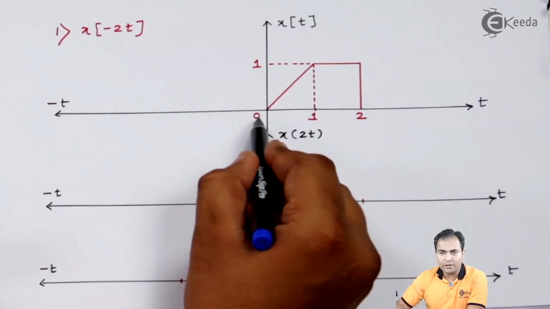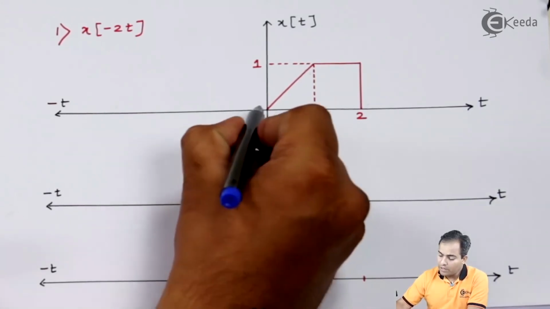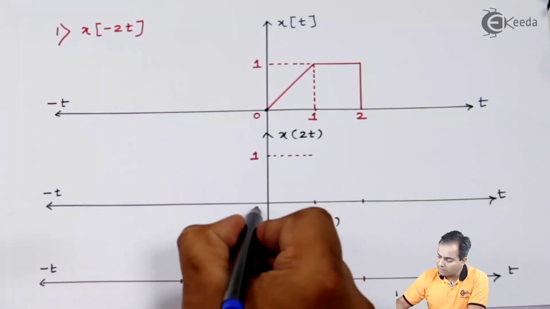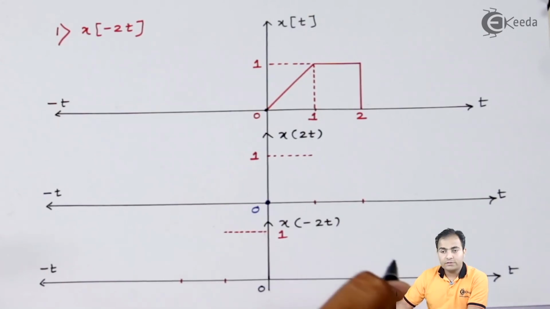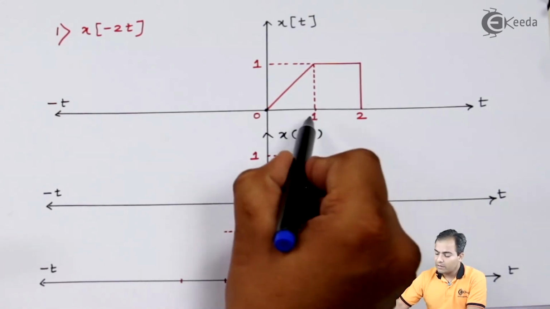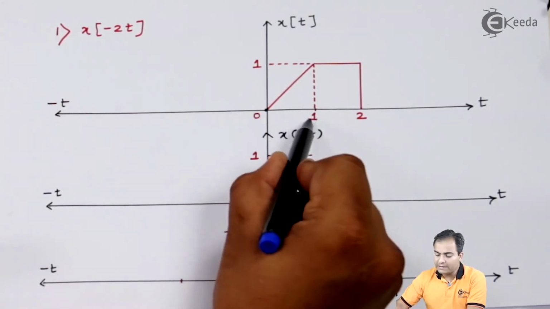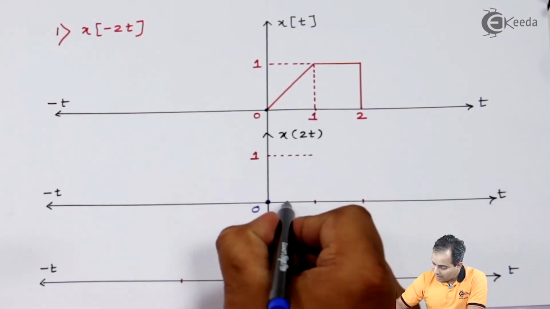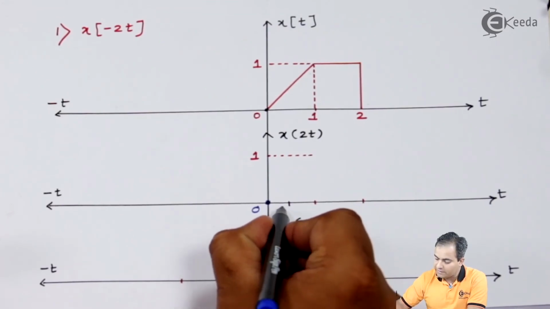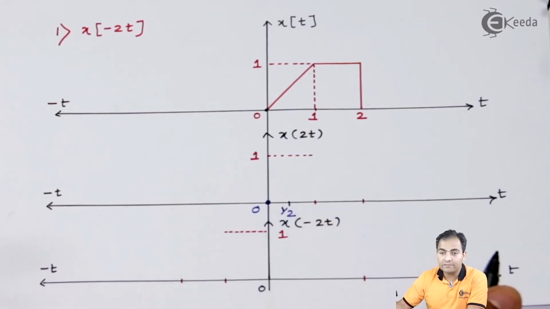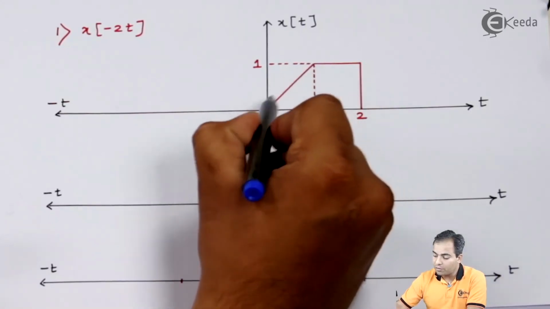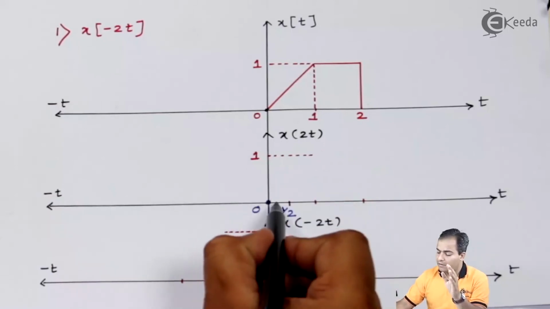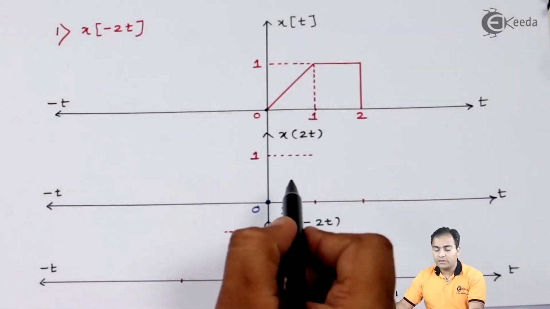If I divide 0 by 2, the answer is 0, which means whatever amplitude is there at 0, here the amplitude at 0 is 0, and here also the amplitude at 0 is 0. Next, if we divide the next instant 1 by 2, the answer is 0.5. So at 0.5, I'm going to write half, we have a slope. Like in between 0 to 1 we have a slope, similarly in between 0 to 0.5 we'll draw the slope.